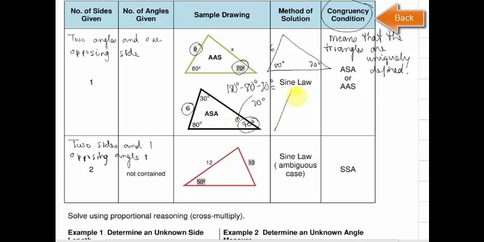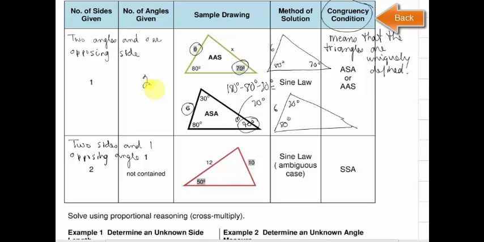Now, if I were to draw a second triangle with exactly the same information, I would get exactly the same triangle. They would both be the same size and the same shape. Okay, and just this chart, for some reason my 2 is lost here, so you can put 2 here for two angles that are given.